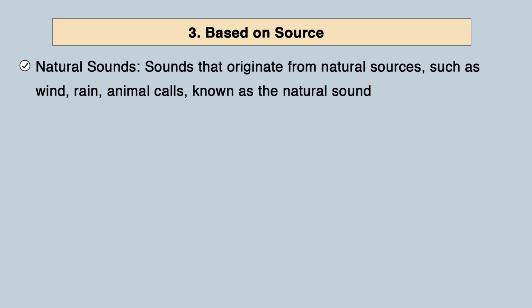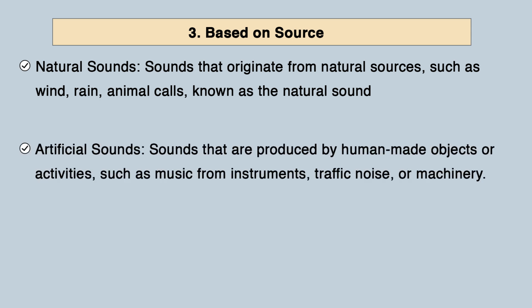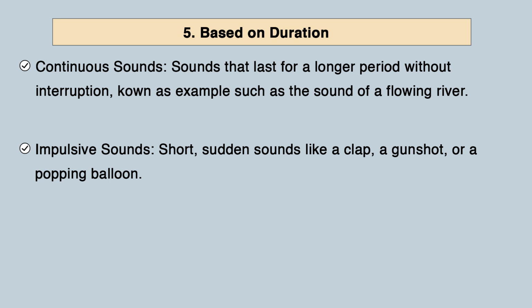Based on the source, sounds are classified into two categories. First is the natural source. Sound that originates from a natural source, such as wind, rain and animal calls, is known as natural sound. Sounds produced by human-made objects or activities, such as music from instruments, traffic noise and machinery, come to the other category. Based on duration, sounds that last for a longer period without interruption are known as continuous sounds, for example a flowing river.